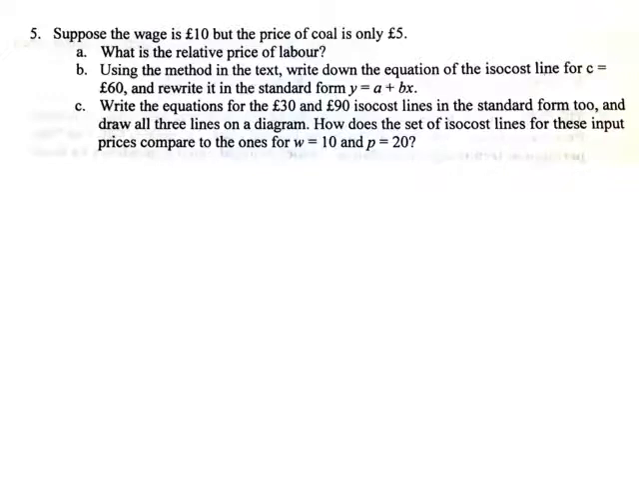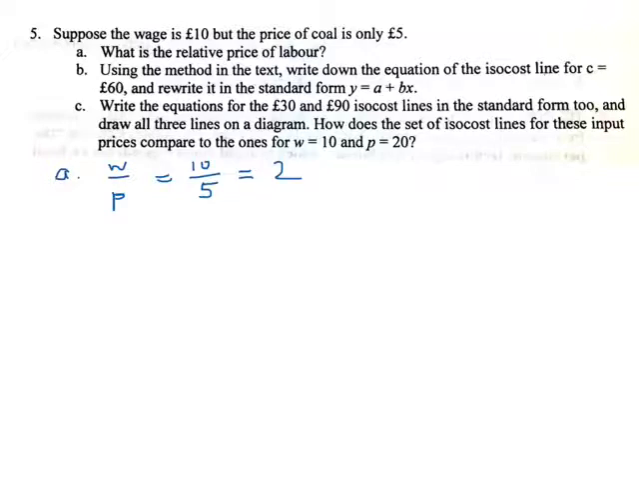But every now and then I'll put up a screencast in answer to a question. So here's one. Part A, what's the relative price of labor? Well, that's just defined in the text. The relative price of labor is the wage rate divided by the price of coal. This is in a two-factor model. So here, the wage is 10, the price of coal is 5, and so the relative price of labor is equal to 2. It's the slope of the isocost line, is another, shorter way to answer that.